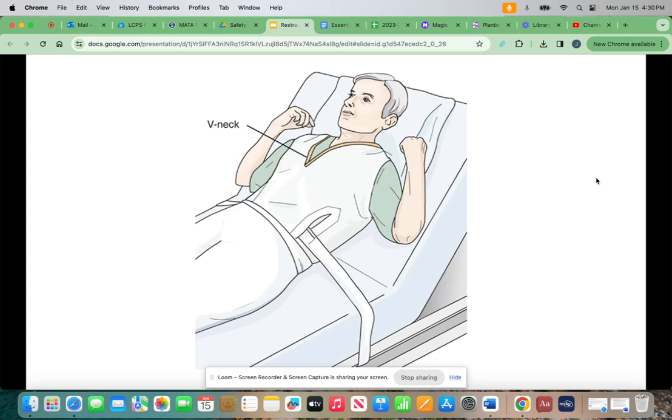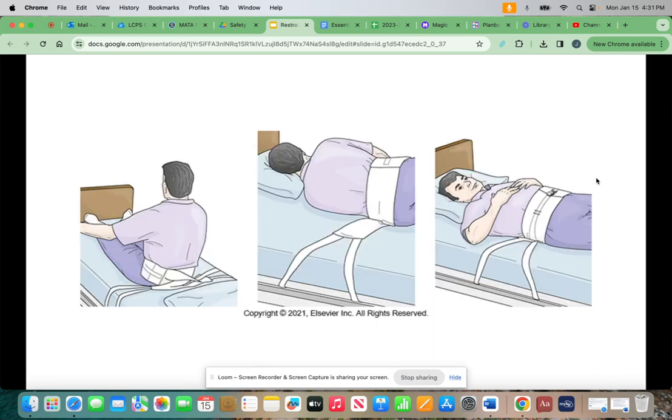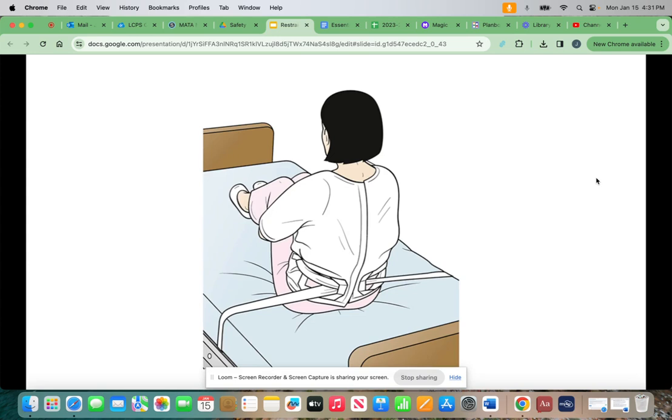This is a picture of a vest restraint. This is a picture of a belt restraint. It's at a 45-degree angle over the thighs. This is another picture of a belt restraint. The bed rails are only raised after the restraint is applied. And this is a picture of a jacket restraint that has positioning slots in the back. And again, the bed rails are raised after the restraint is applied.